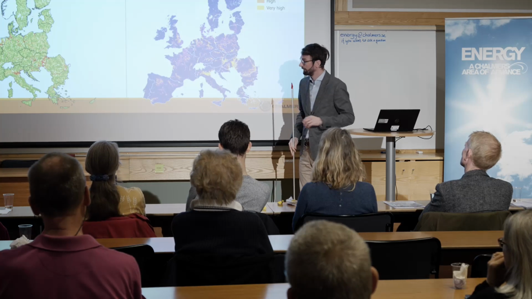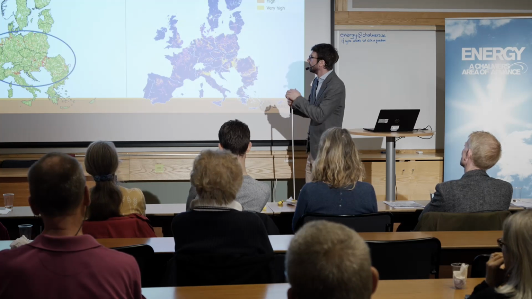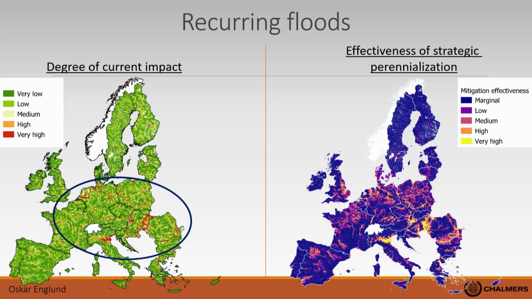Recurring floods is problematic throughout Europe, especially Central Europe, around the major rivers. And the main problem is, of course, the Po Valley in Italy and the Danube region, which is also seen here in the effectiveness. We see good prospects in the Po Valley and in the Danube region, but also in eastern UK, large parts of Spain, France, Germany and Poland.